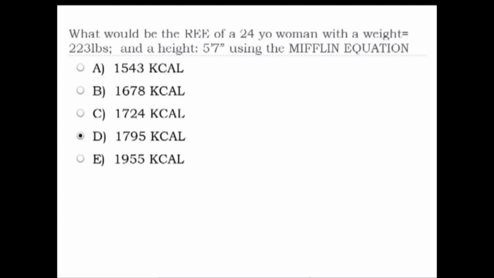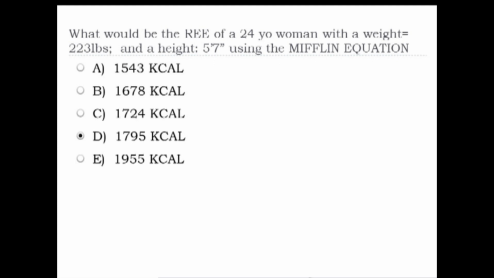1,795 calories. How was this determined? Well, very quickly, the weight, 223 times 0.454, that's 101.24, times 10, and that gives us 1012.42. We then move over to the height, 5 feet 7 inches, 67 inches, times 2.54, and that amount times 6.25.